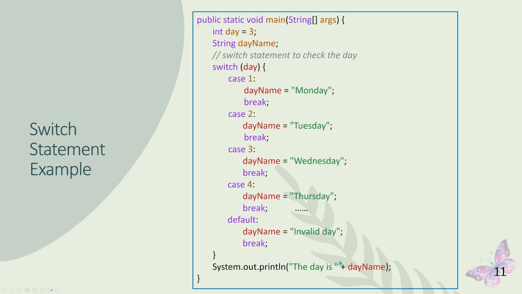Now if we run this program, it will print the day is the third case. The third case is this one, so the day is Wednesday. In any case, if you change this value here, whatever value you put, it will execute that particular case.